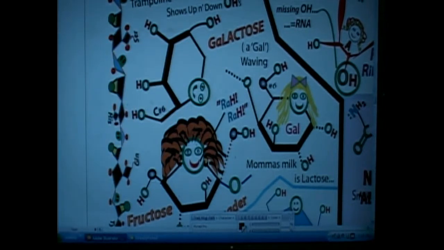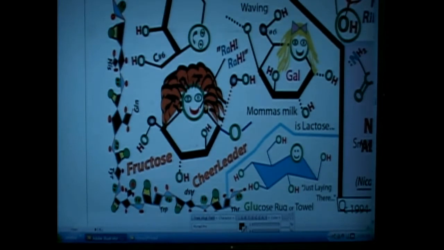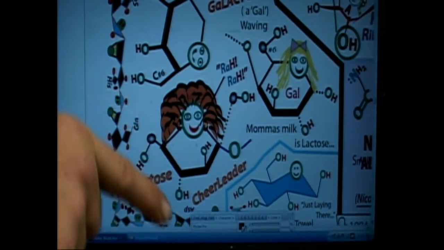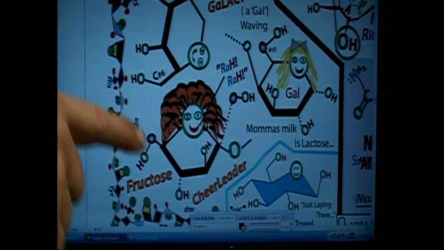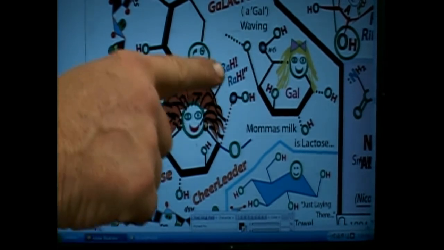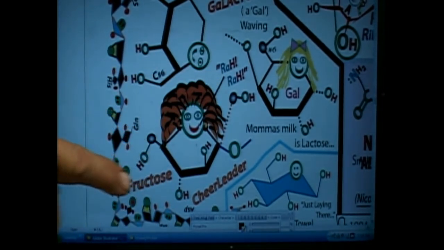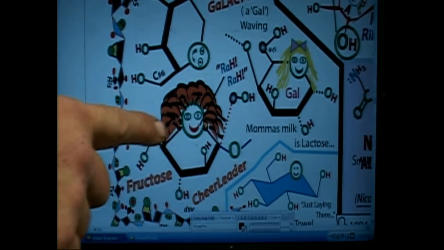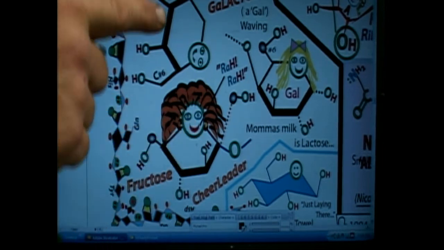Okay, so now again, the power of the drawing. Look at the fructose cheerleader. She's got an OH going down like a leg, and this leg she's kicking up in the air. These OHs are her hands, like rah rah, zis boom ba, let's hear it. Fructose is a 5-membered ring with the O in there, not a 6-member.